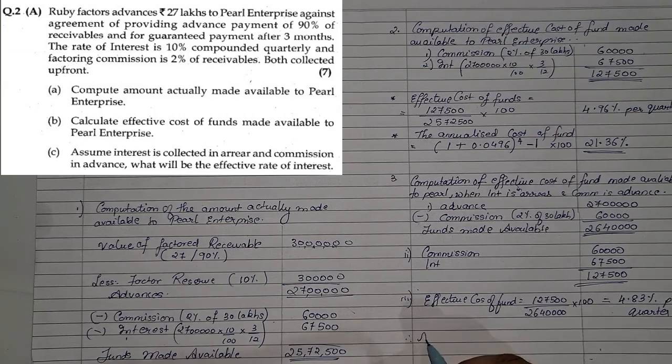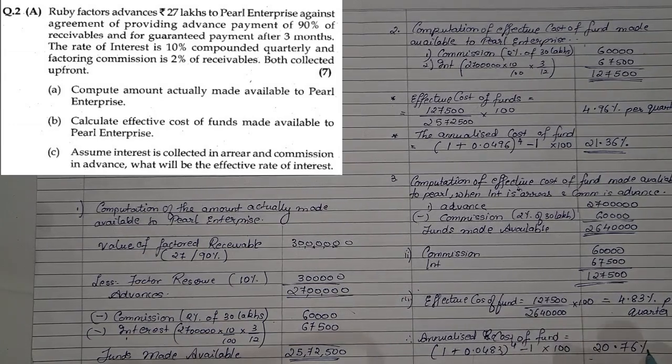Therefore the annualized cost of fund is equal to same 4.83%, nothing but 0.0483 raised to the power of 4 minus 1 into 100, which comes to 20.76%. Okay, so this is how you all had to solve the sum based on factoring, from the question paper of 2019. Okay, this is one sum.